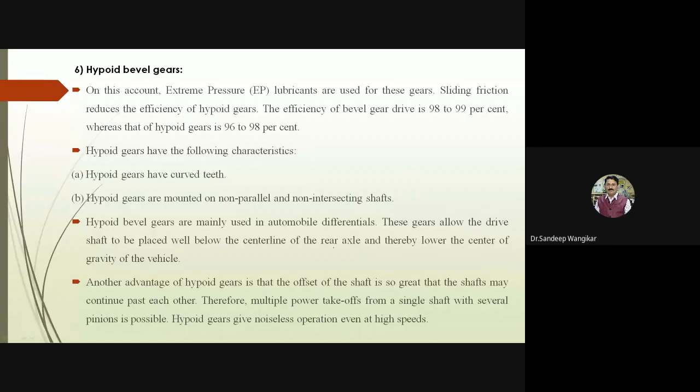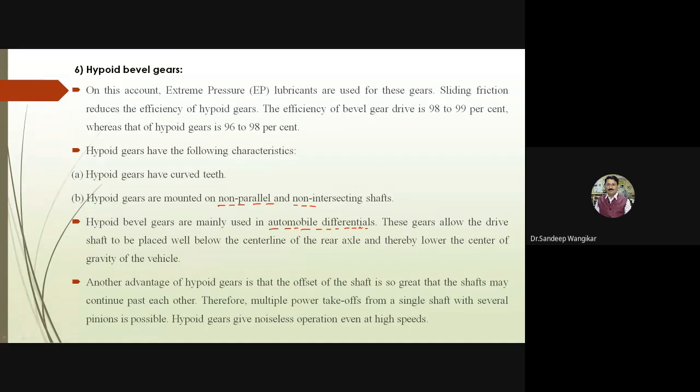Then hypoid bevel gears are mainly used in automobile differentials. Now see, the application is mentioned. So they are non-parallel, non-intersecting shafts where they are used in automobile differentials. You might know the concept of the differential. These gears allow the drive shaft to be placed well below the center line of the rear axle and thereby lower the center of gravity of the vehicle.